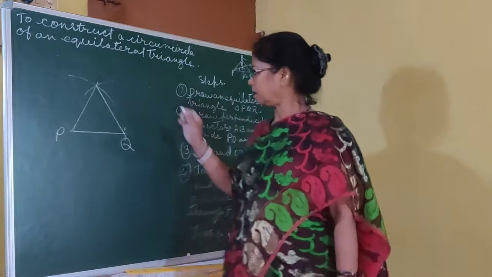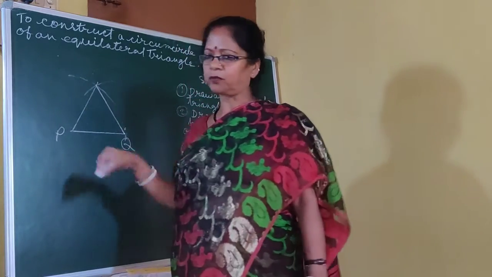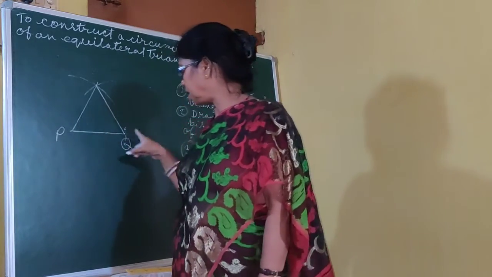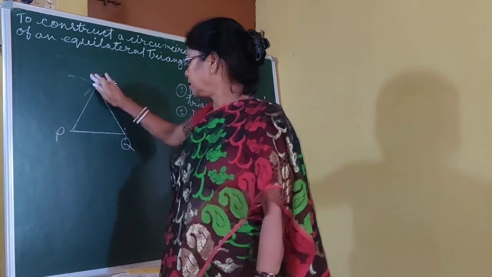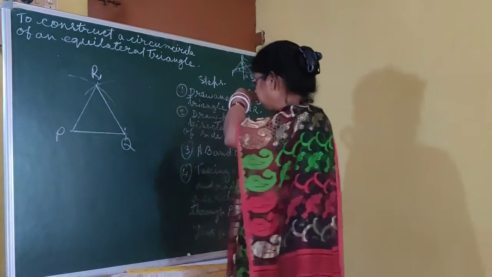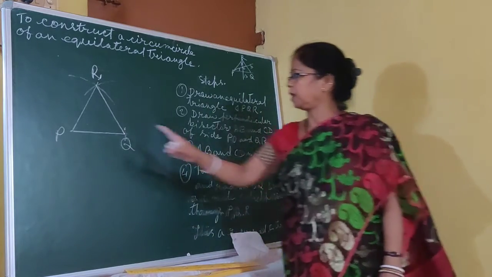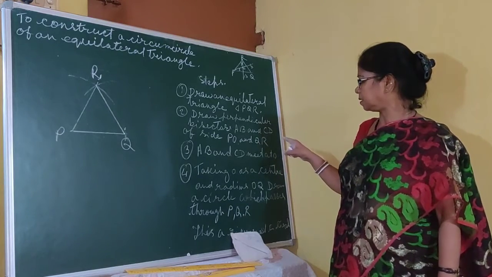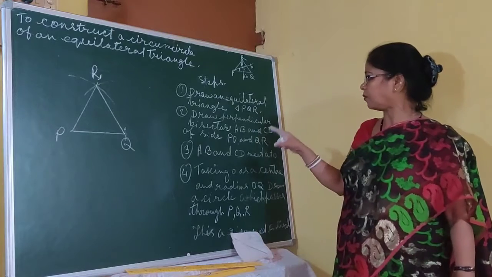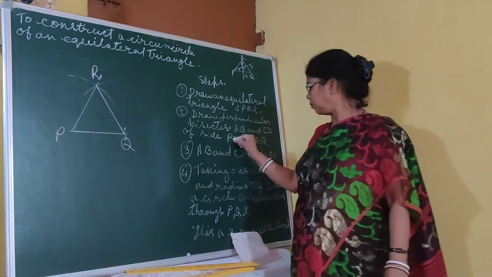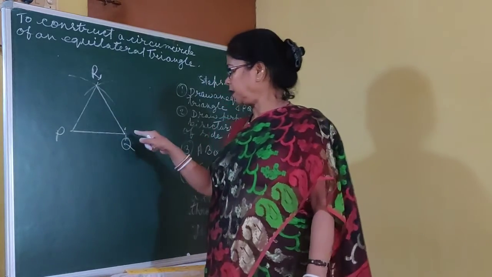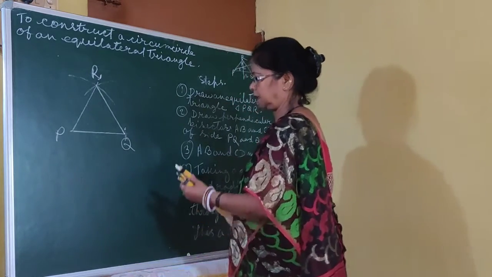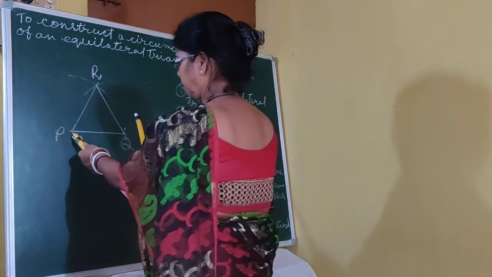So PQR. If I start the name from here, then our whole construction will be wrong. That's why I wrote the name PQR here. So draw an equilateral triangle PQR. Then second, draw perpendicular bisectors, two bisectors AB and CD of sides PQ and QR.